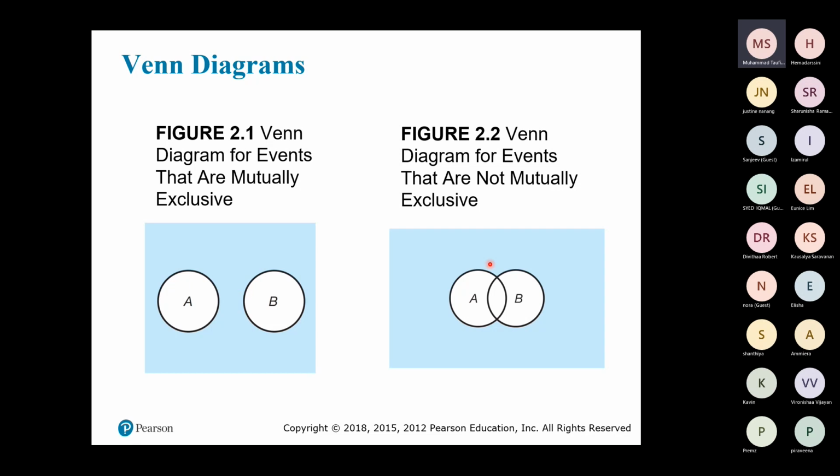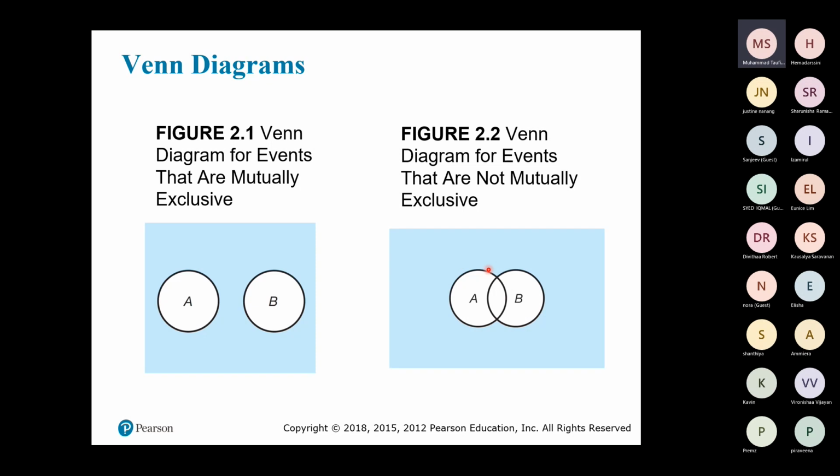If let's say there is some overlapping, maybe you can get either head or tail here. Overlapping here means that you can get either head or tail. So this one we call a not mutually exclusive event. There is some probability that you can get either.